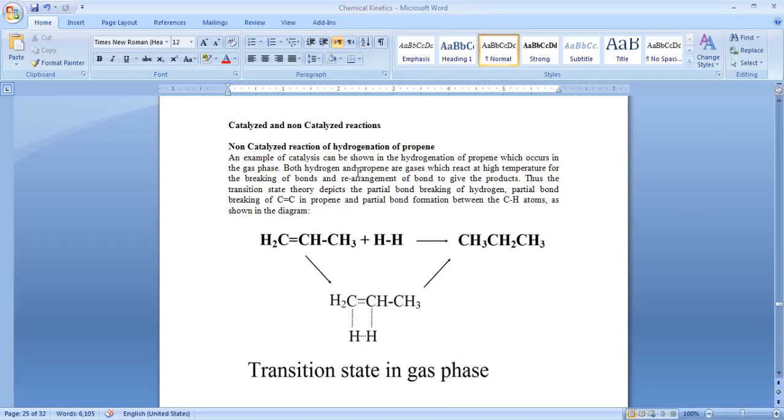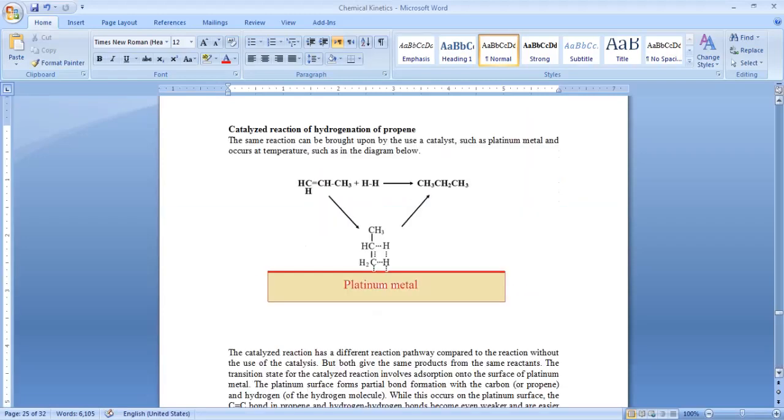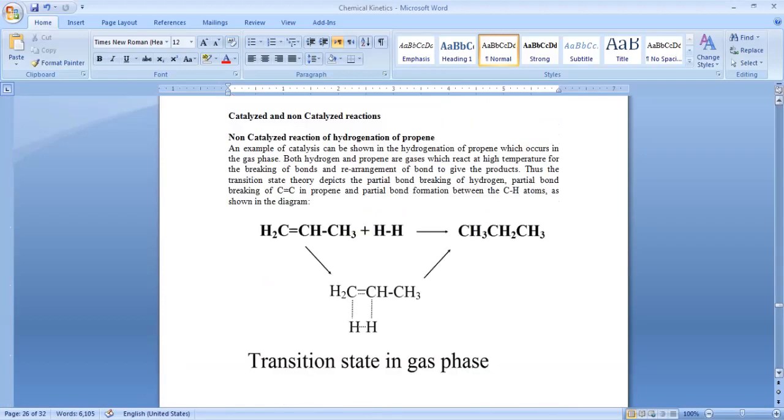If you look at the notes, this is an example of a reaction involving two same reactants, which is propene and hydrogen gas, and it gives us the same product, which is propane. But the first reaction occurs in gas phase. The second reaction occurs on platinum metal. So we compare these two.